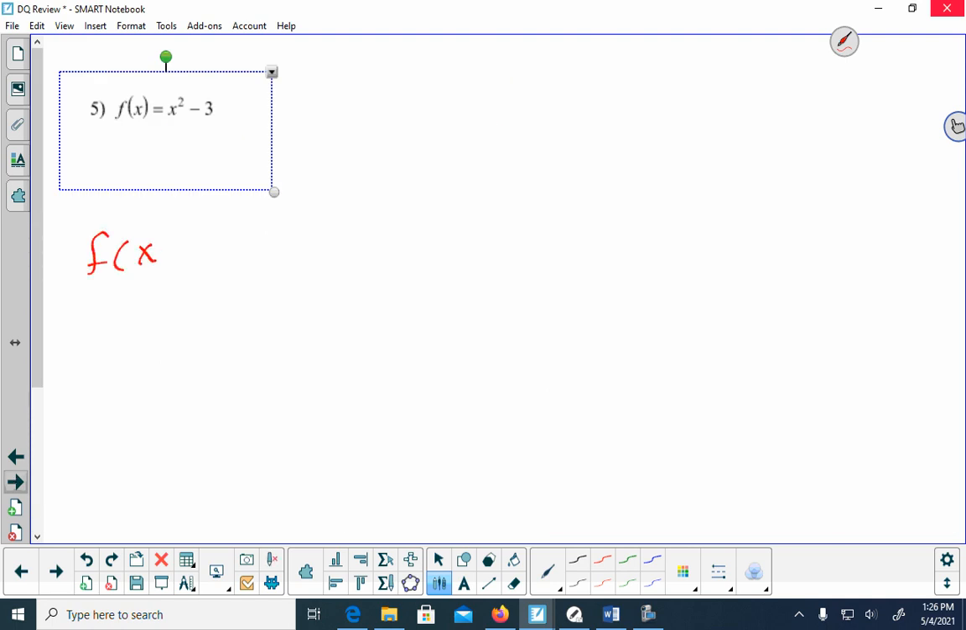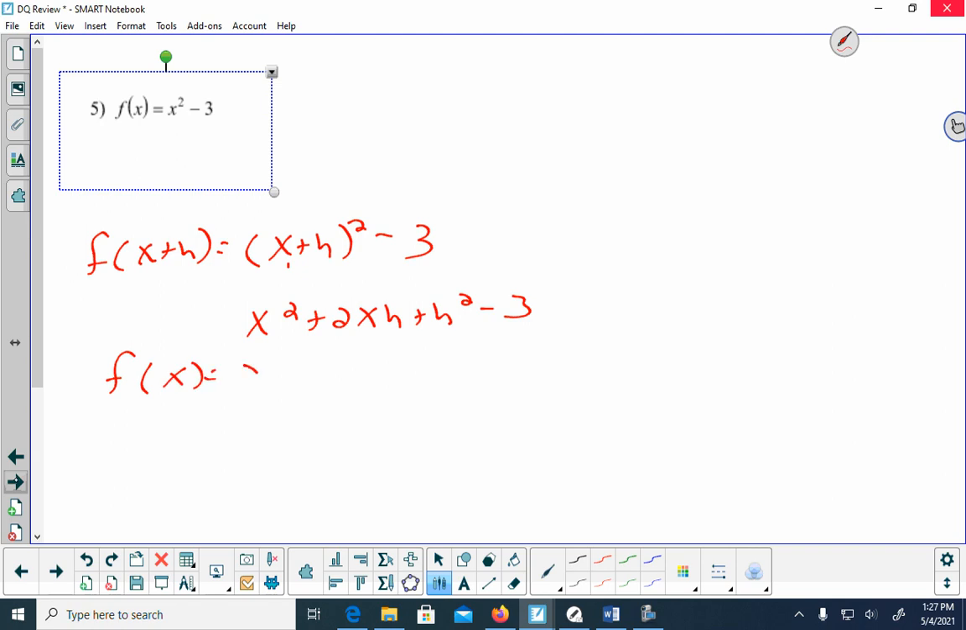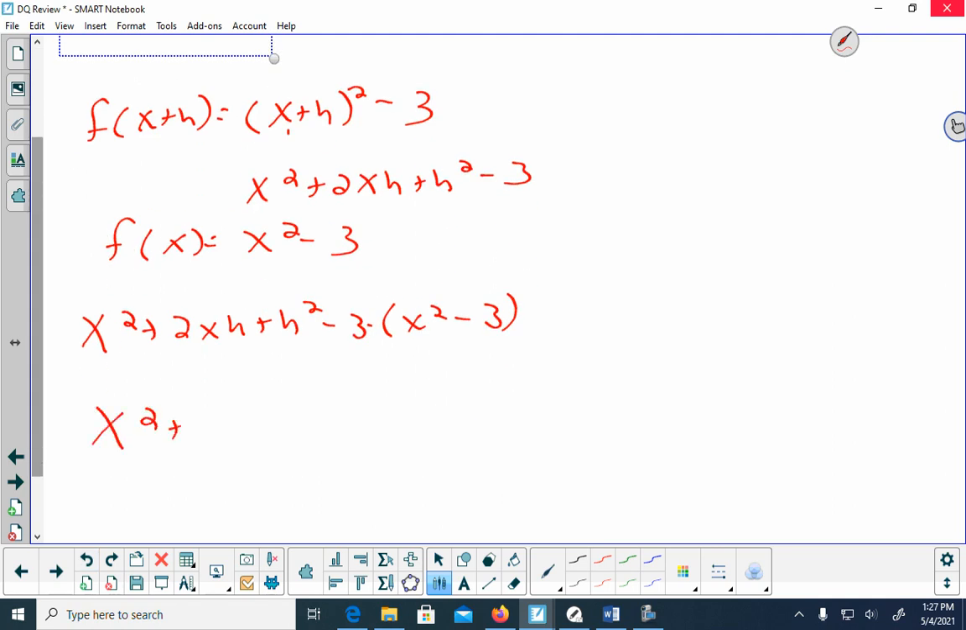Again, the f of x plus h. So this is x squared plus 2xh plus h squared minus 3. F of x is equal to x squared minus 3. So now I'm going to take f of x plus h minus f of x, remembering to distribute my negative sign.